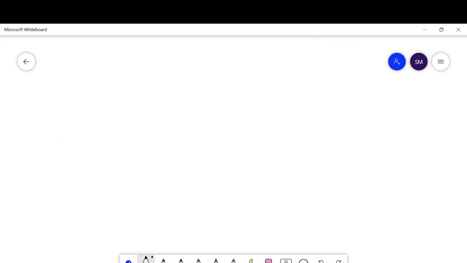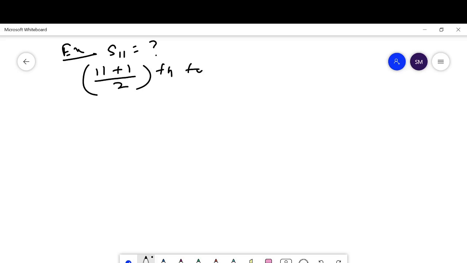Here is another question. This question says, find the sum of 11 terms of an AP whose middlemost term is 30. Here we have to find the sum of all 11 terms of an AP, which means we have to find S of 11, whose middlemost term is 30. If there are 11 terms, the middle term is the (11 plus 1) upon 2 th term, which is given as 30.